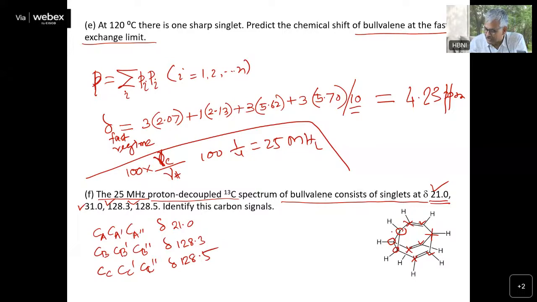So this is A, these are all B group, these are C and this is D. And then finally the carbon D delta is 31. So we could identify all the carbons.